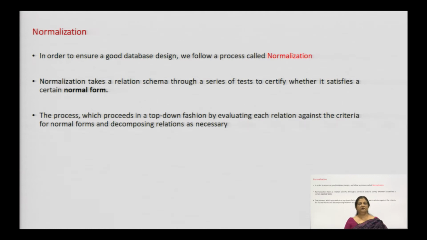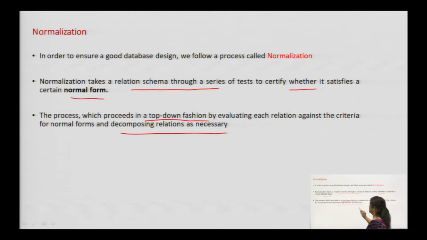So now let's see what is normalization. In order to ensure a good database design, we follow a process which is called normalization. What do we do in normalization? It takes the relation schema through a series of tests to certify whether it satisfies a given normal form. If it does not satisfy the normal form, then in a top-down fashion, after evaluating, we decompose the relations as may be necessary, and this is what is called normalization.